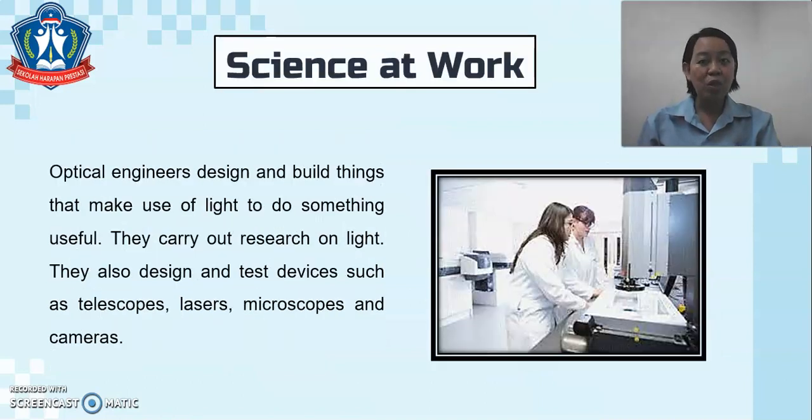And for Science Careers, optical engineers design and build things that make use of light to do something useful. They carry out research on light. They also design and test devices such as telescopes, lasers, microscopes, and cameras.